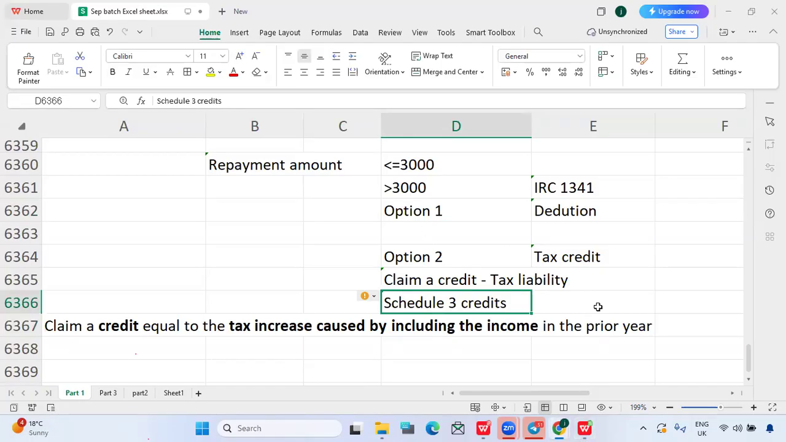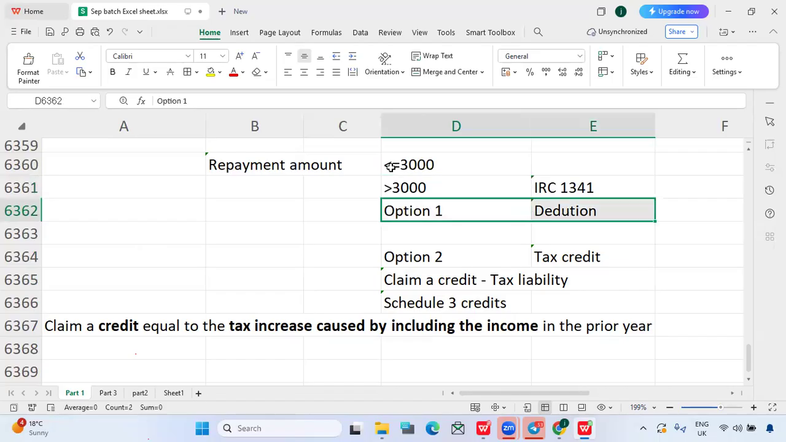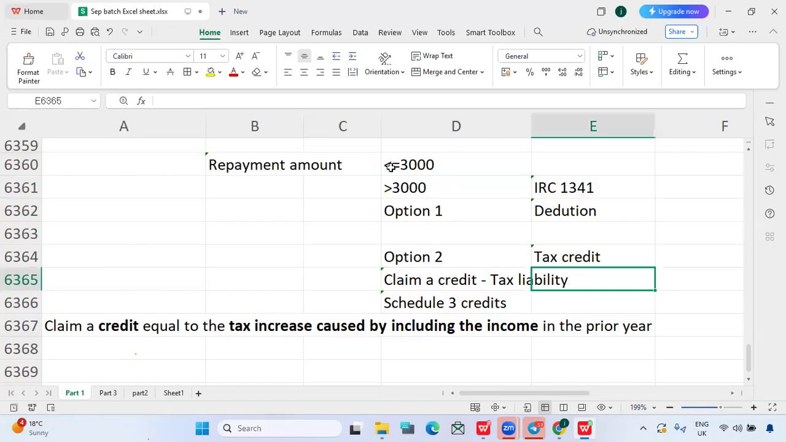Yes. Where do we take the credit? We can take credit in Schedule 3 of Form 1040. The taxpayer may claim the credit if the result is less tax. Ultimately, if option 2 gives more benefit, then he will take the credit. And what about less than or equal to 3,000? For more than 3,000, section 1341 gives option 1, take it as a deduction, and option 2, take it as a credit.